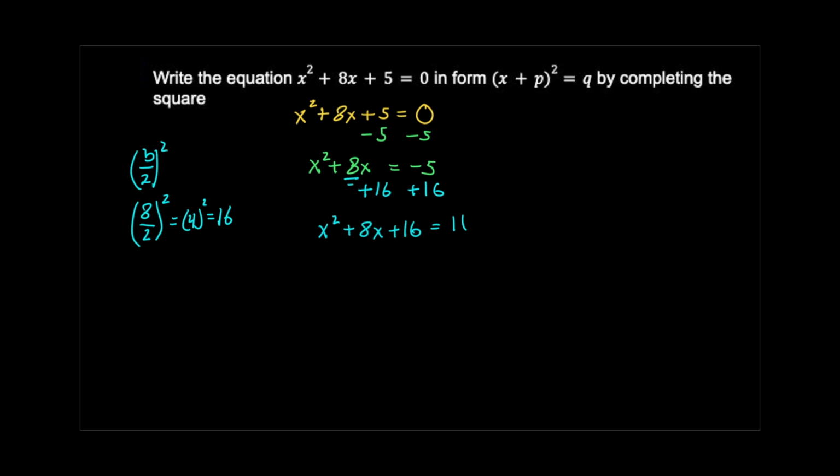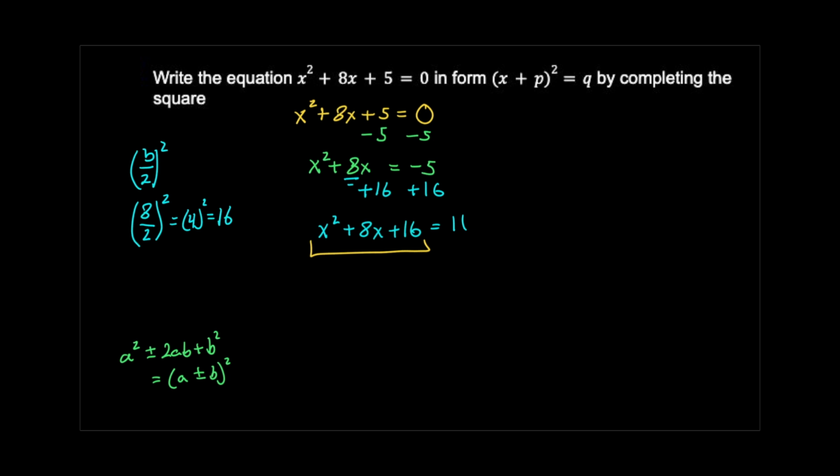Now the next step is to factor this expression here. Now assuming you did the last step right, this should be a perfect square trinomial. According to the formula or pattern for it, if we have a squared plus minus 2ab plus b squared, its factors are going to be a plus minus b squared.